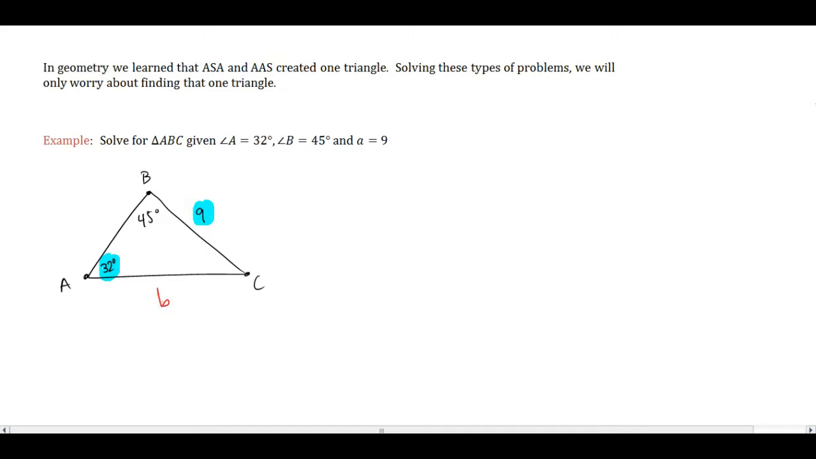Now I'm looking for little b. Means I'm going to put the sides on top. Just personal preference again. So here we go. 9 over the sine of 32, that's my a's, is equal to little b over the sine of 45. And now I'm just going to solve this. Cross multiply and solve, or move sine 45 to the other side, and you're done. You get 9 sine 45 divided by sine of 32, and you jump up and down. That's going to be your b.